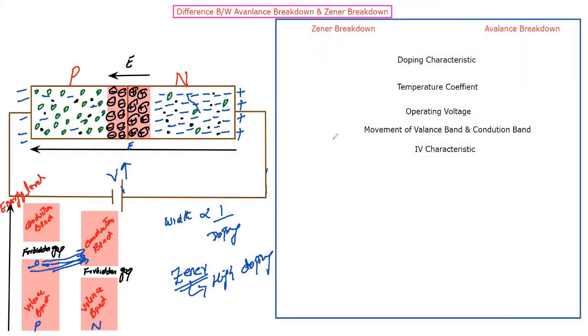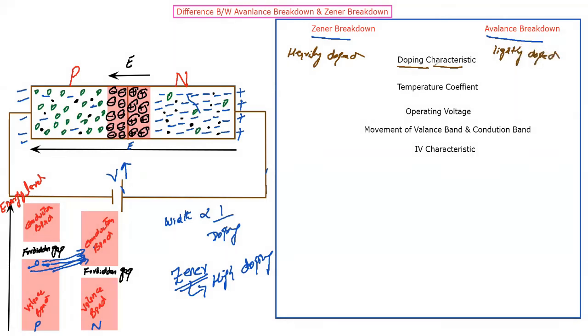So now let's discuss the significant differences between Zener breakdown and avalanche breakdown. First, let's discuss the doping characteristic. As I already told you, Zener breakdown occurs in diodes which are heavily doped, and avalanche breakdown occurs in a diode which is lightly doped.